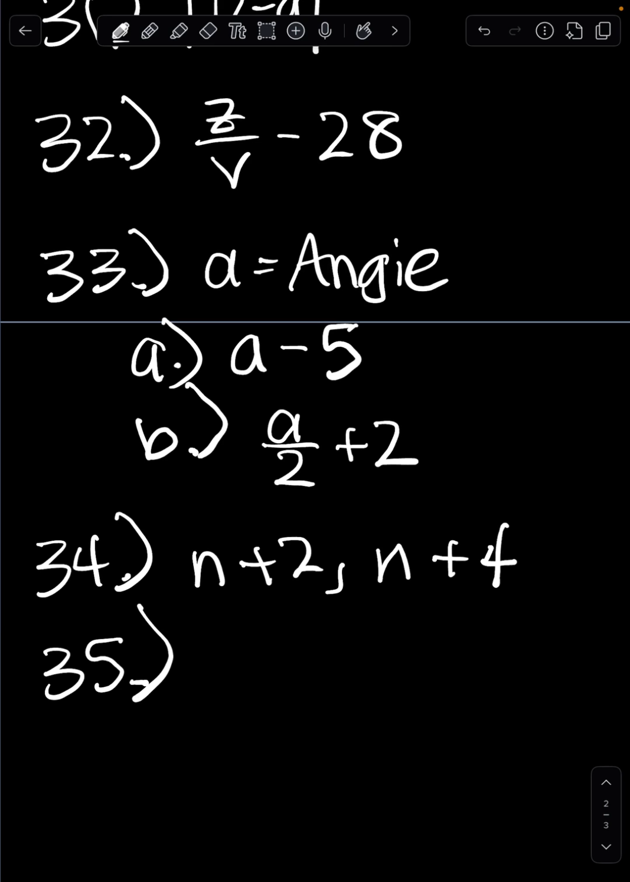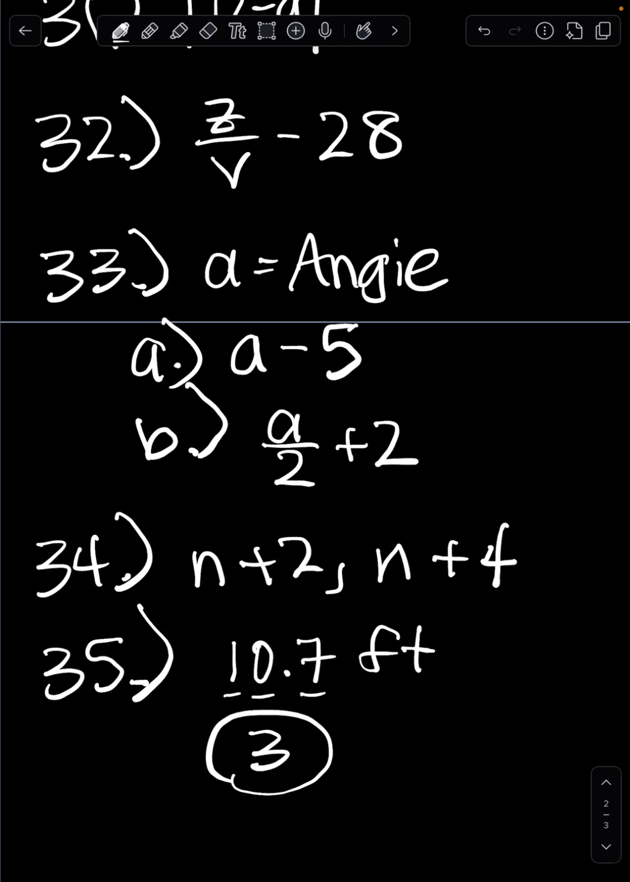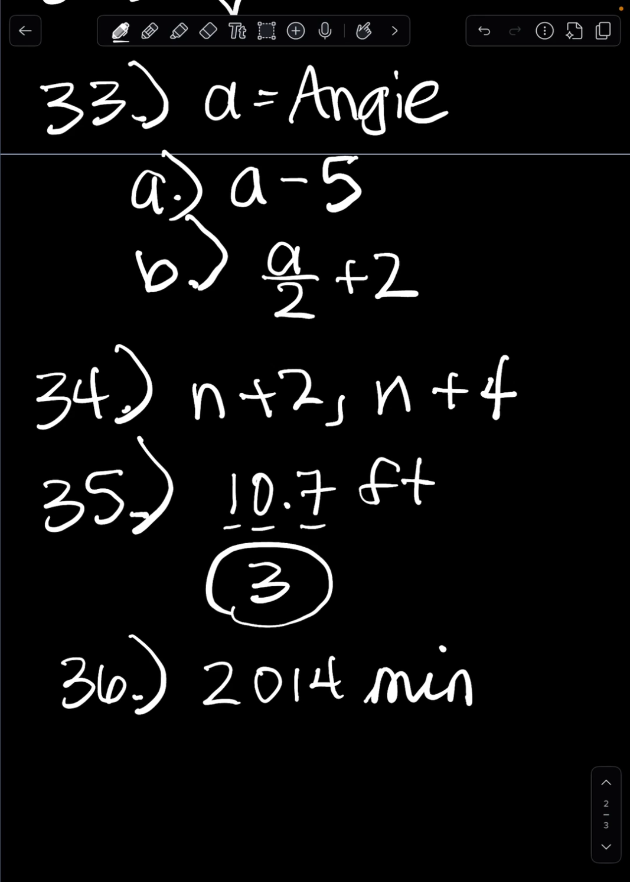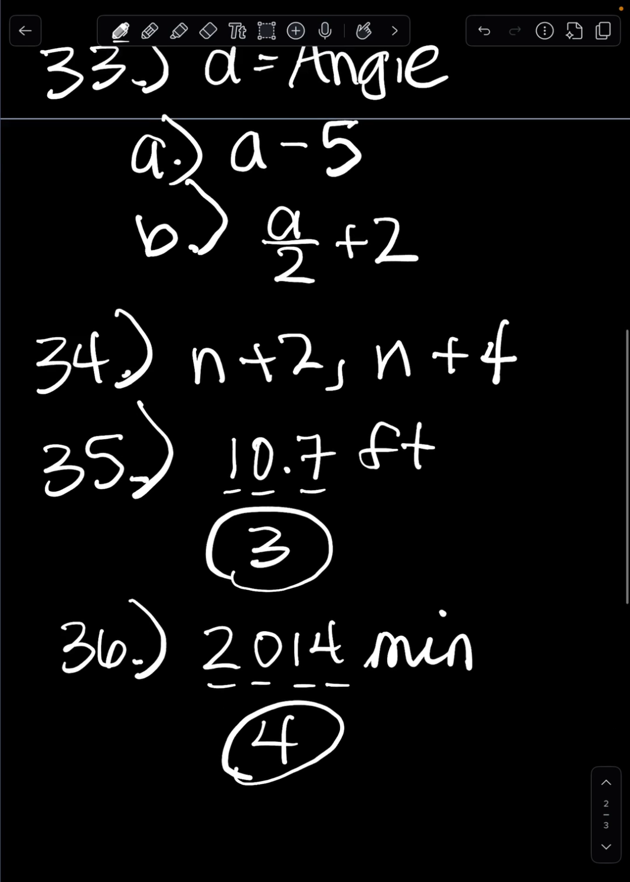State the number of significant digits in each measurement. A snake that is 10.7 feet long. Okay, so I have 1, 2, 3 significant digits. Number 36, a bacterium that grows for 2,014 minutes. Okay, so I have 1, 2, 3, 4 significant digits.